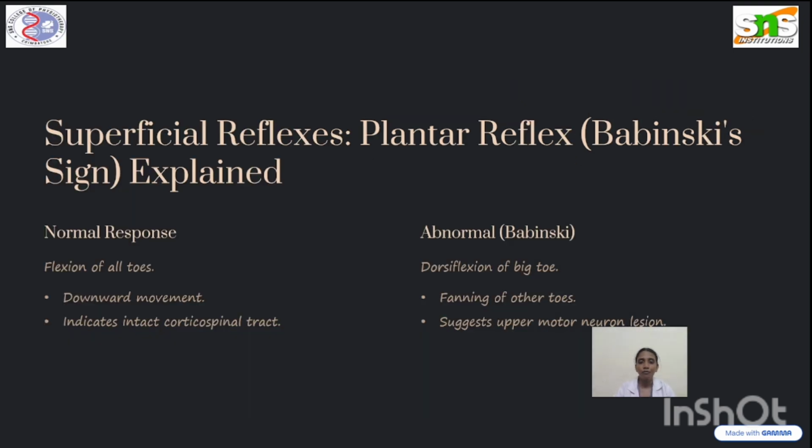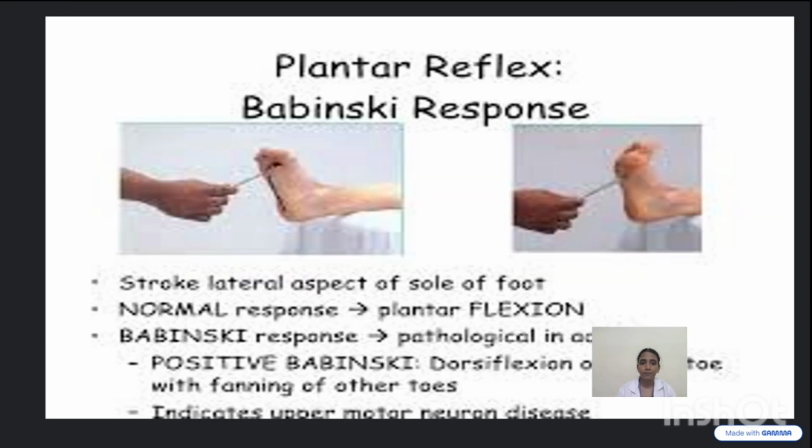Next, coming to superficial reflexes, the plantar reflex, which is called the Babinski sign. In this picture, you can see that with a blunt-ended object, a stroke on the lateral aspect of the sole of the foot is done. If the patient is normal, the normal response will occur, like plantar flexion of the toes.